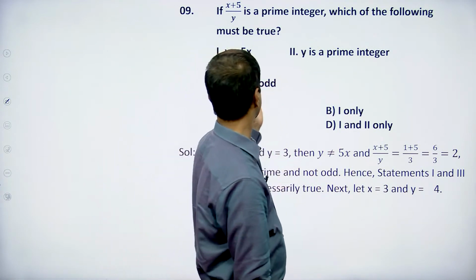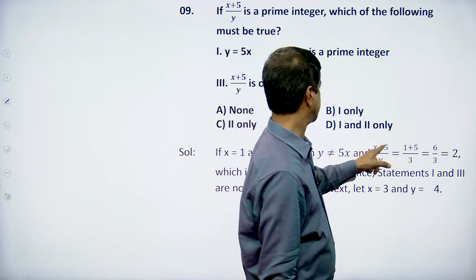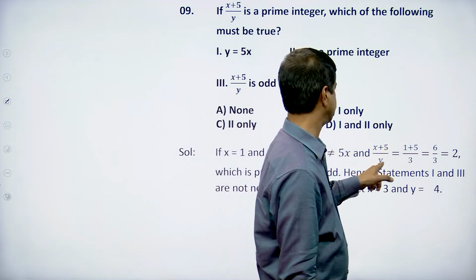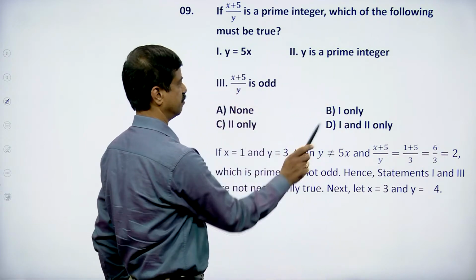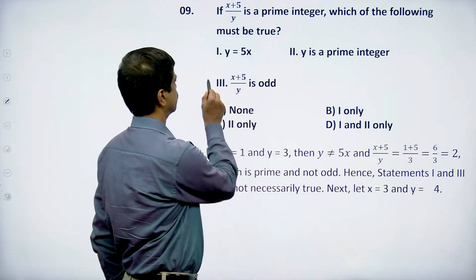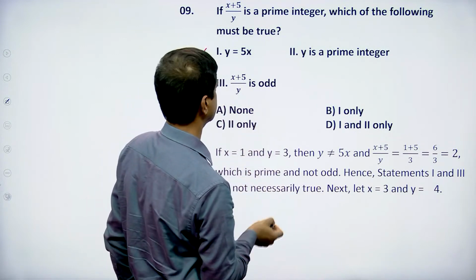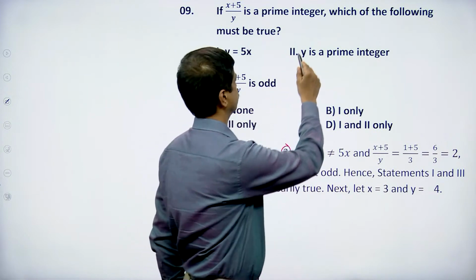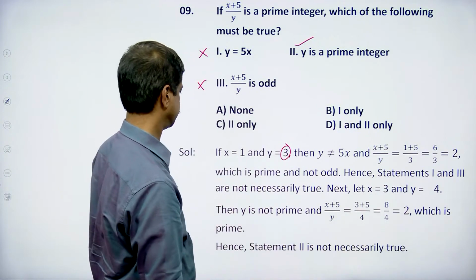Now let us go to x plus 5 by y, the third one. So 1 plus 5 by 3, 6 by 3 is 2. So what is it that he says? He says this is odd, which is not odd. Therefore this is wrong. So y is a prime integer, 3 is a prime integer, so it is possible. Okay children, so option C satisfies.